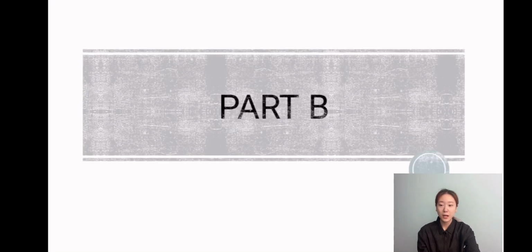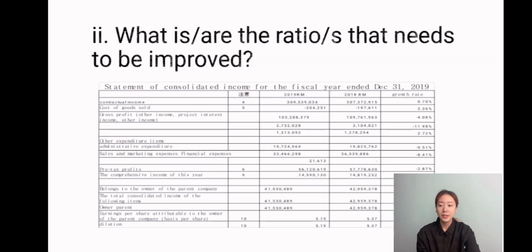Let's move to part B, the second question. What are the ratios that need to be improved? My answer is the first is current ratio. The current ratio measures the ability of a business's current assets to be converted into cash to pay off its liabilities before short-term liabilities mature.